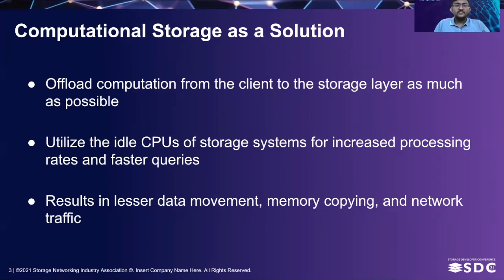With computational storage, we utilize the idle CPUs of storage systems to increase the processing rates and make the queries much faster. And hence, a very small amount of data, only the resultant data you can say, moves around the system. This results in much less memory copying and network traffic. Memory copies are a big issue in data processing systems along with serialization. So the lesser the data movement, the lesser the overheads of memory copying and serialization and deserialization.